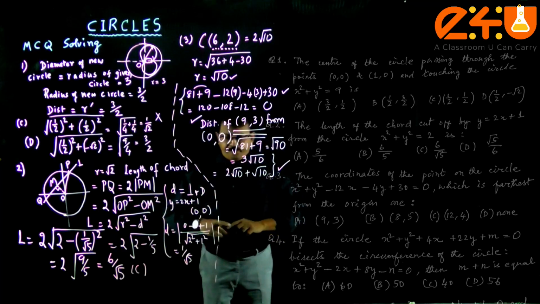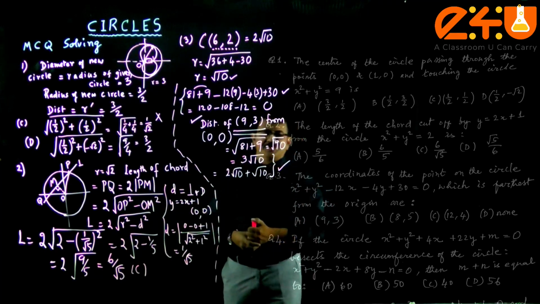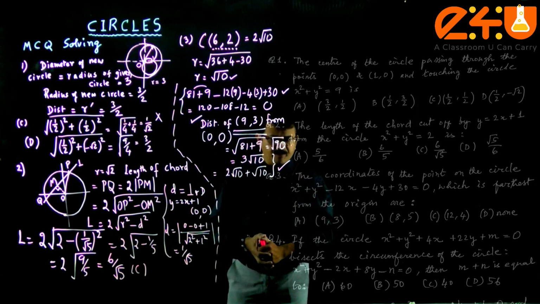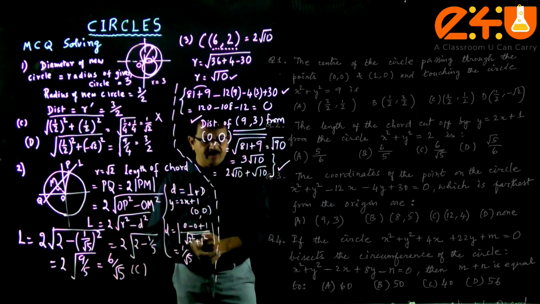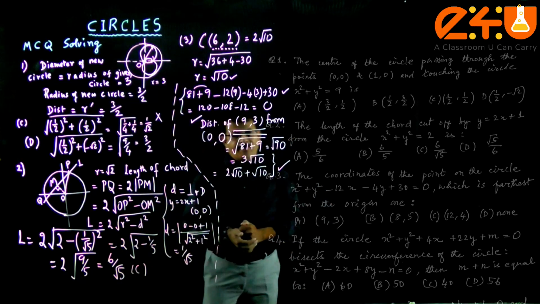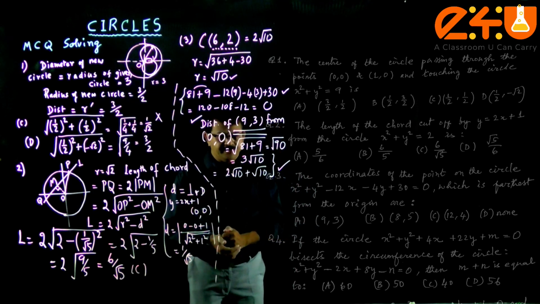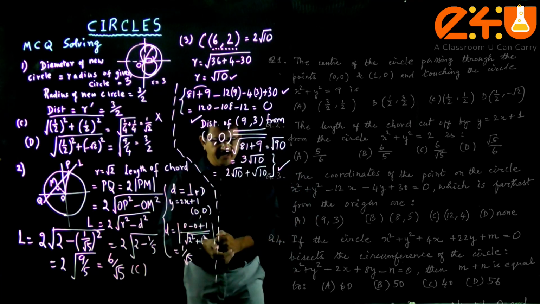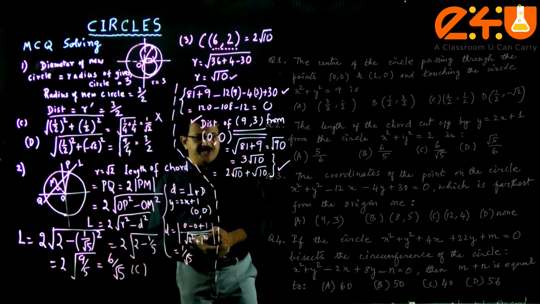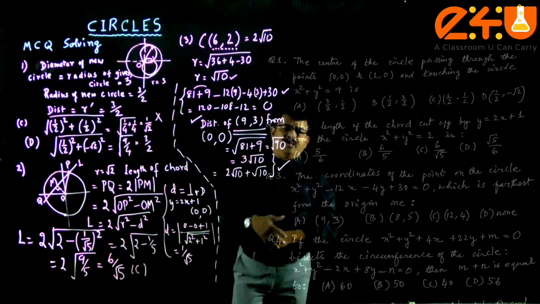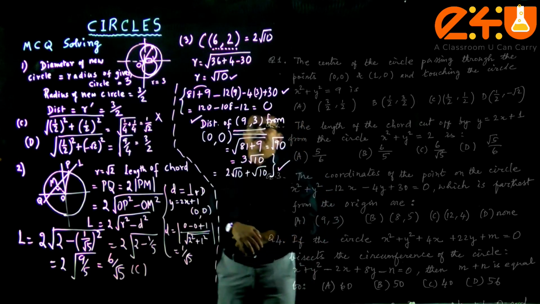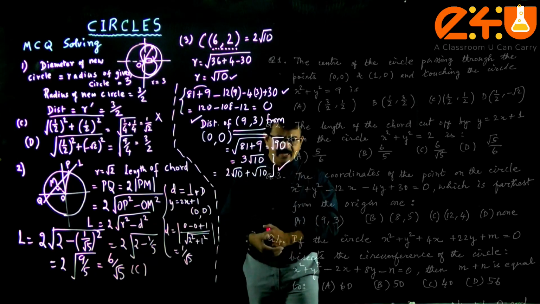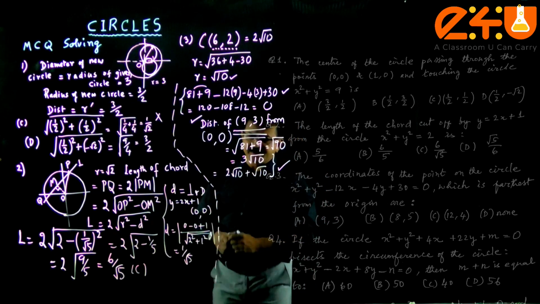Question number 4, I hope it is all in clear view for the students. The circle x squared plus y squared plus 4x plus 22y plus m equal to 0 bisects the circumference of the circle. A circle is given, there is another circle given, and there is one unknown in the first circle, m. The second circle x squared plus y squared minus 2x plus 8y minus n equal to 0 has one more unknown, n, and we want the value of m plus n. Well, what is the concept here?